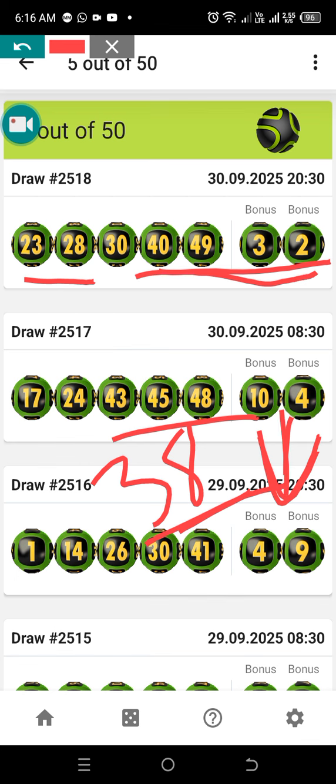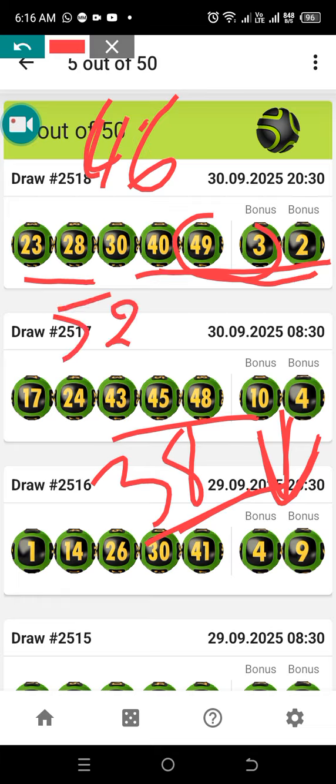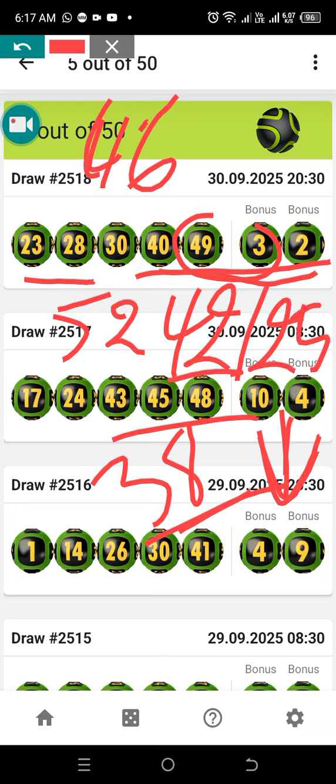Now we have a 46. We have a 46, right? 46 is not in the draw there. Then we have a 52. 52 is a 42 or 25. Most of the time they are using this 42.